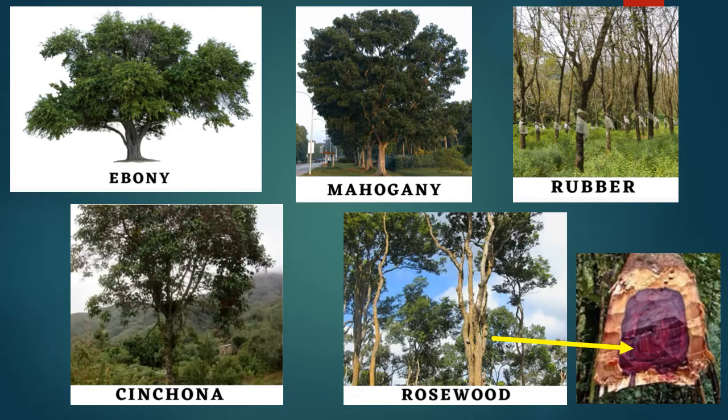Now some of the important trees that are found here are ebony, mahogany, rubber, cinchona, rosewood. And you can see that when you cut rosewood, the inside part has a reddish color. That is why it is called rosewood. When we cut the branch or the trunk, we can see inside a reddish color, giving the color of a rose, and that is why the name is given as rosewood.